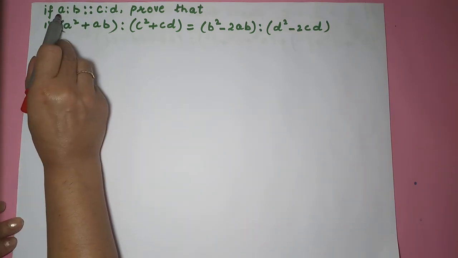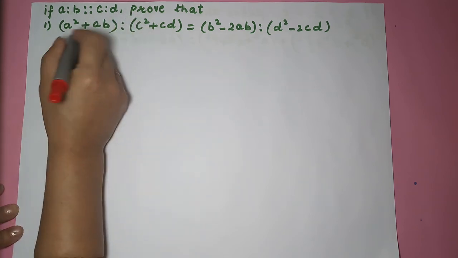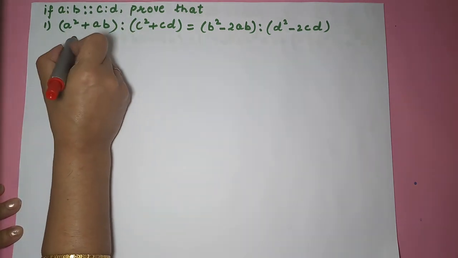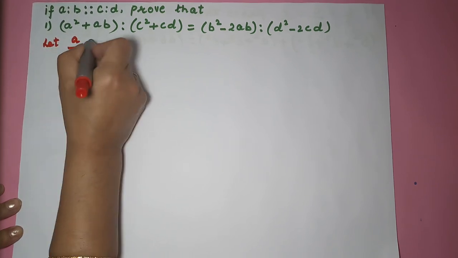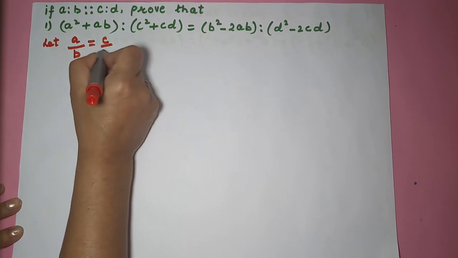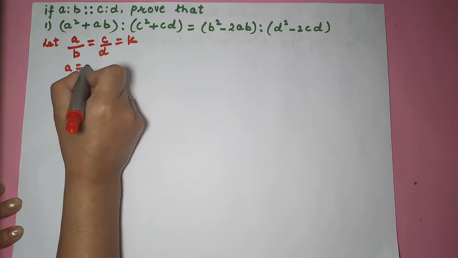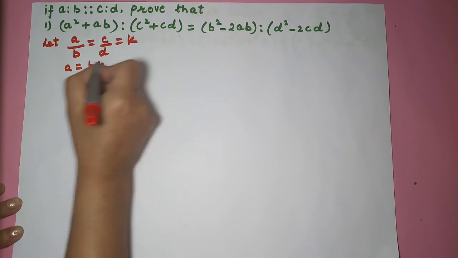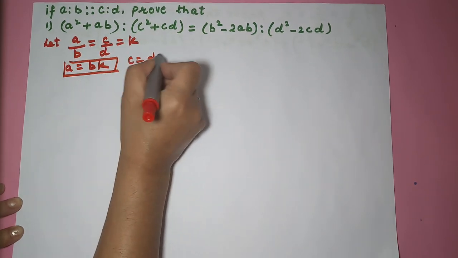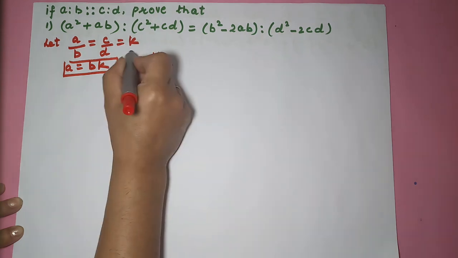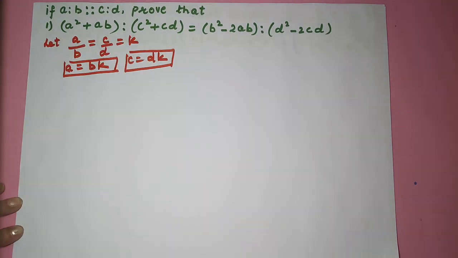Here again, A is to B is proportional to C is to D. So we will do it by K method. So we will say let A by B is equal to C by D is equal to K. So what is the value for A now? BK. And what is the value of C now? DK. So throughout I am only changing A and B in the equations.